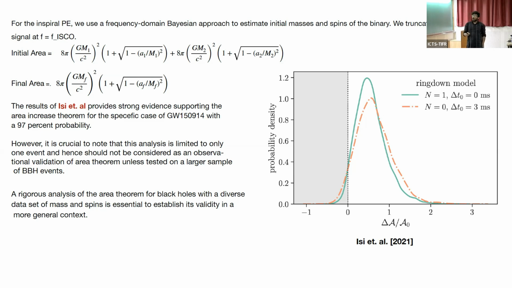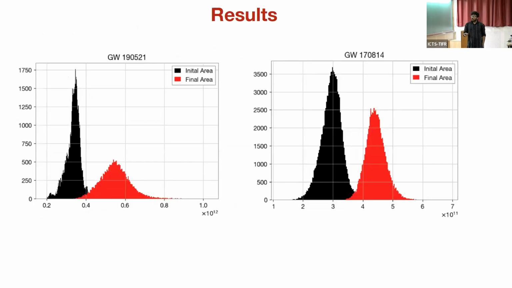But the point is that it is important to note that the analysis is limited to only one event. So it should not be called an observational test of the area law unless you test it on various other black hole events with larger data sets or a larger parameter space. So that's what we are doing here. Yeah, that's what we have done here.